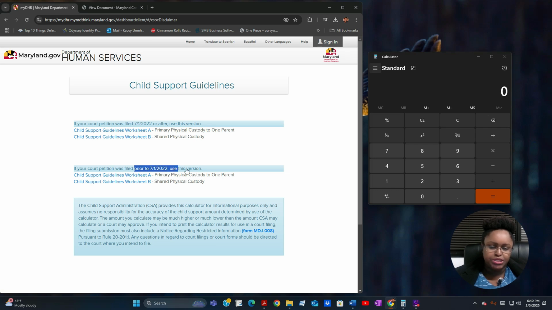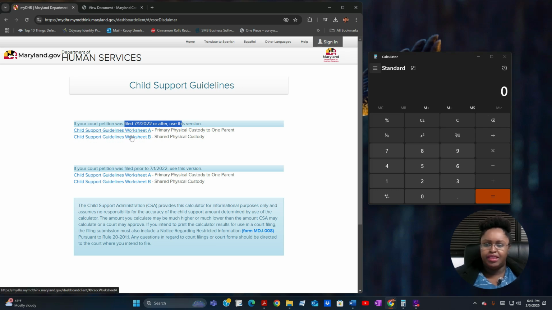The main difference between these first 2 worksheets and these last 2 worksheets is this. You use the worksheet below if your child support case began before 2022. And when I say began, I mean somebody actually filed something in court and the court made the decision prior to July 1st, 2022. But if this is a new child support case, or it just got filed, or the judge made a decision after July 1st, 2022, you want to use this worksheet up here.